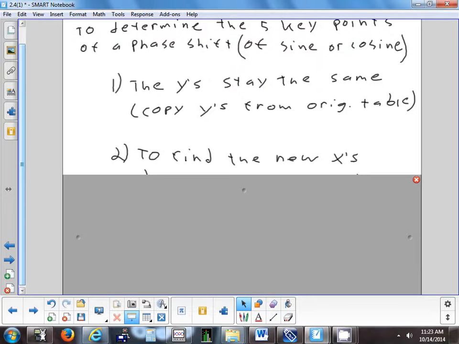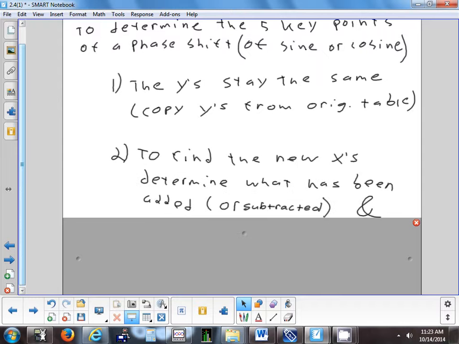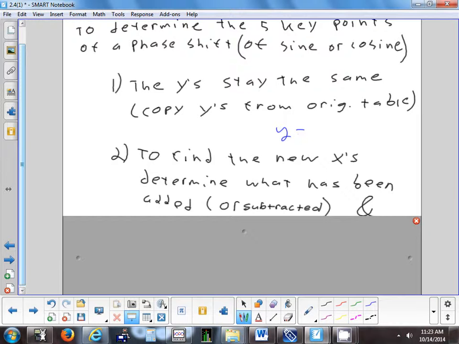Okay, and the way that you find the new x's is you have to look inside the parentheses, and look at what has been either added or subtracted to x. Right, so let's say we had a problem. We might end up doing one like this later on. Sine of x plus pi. First of all, it's a phase shift. How do I know? I'm adding a number inside parentheses.